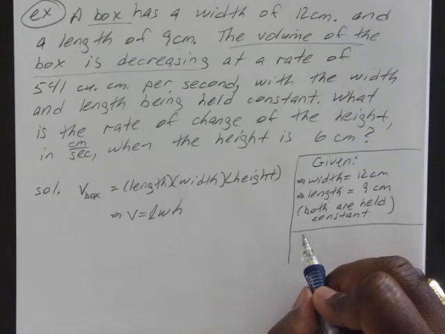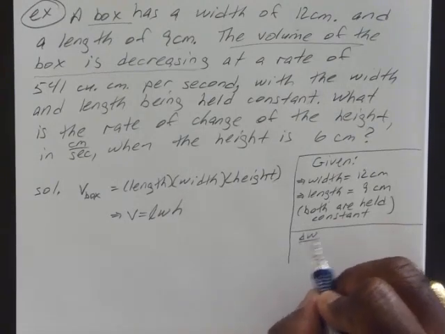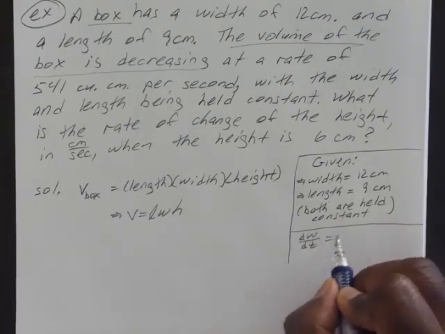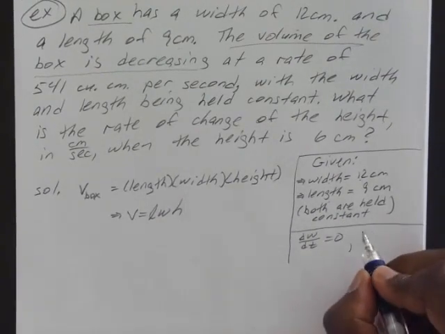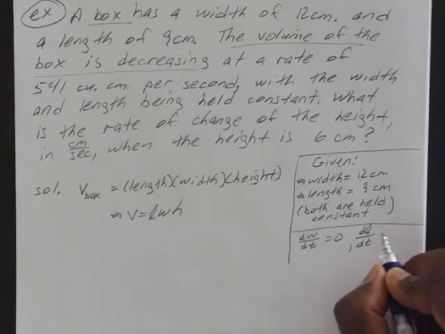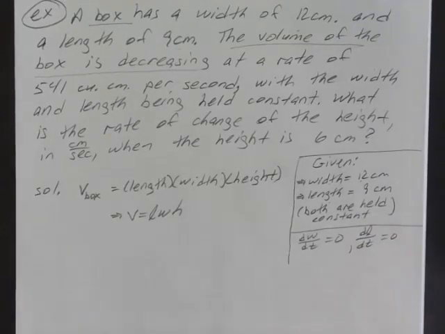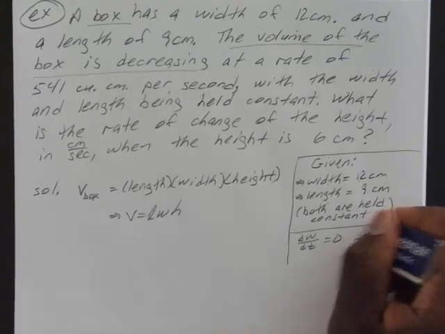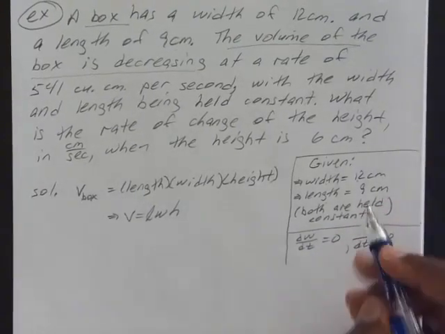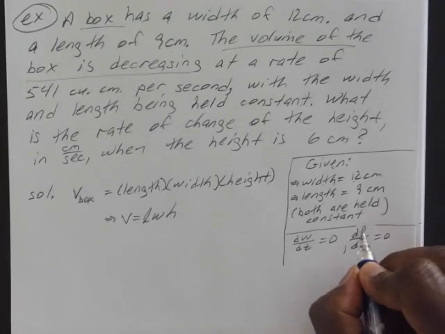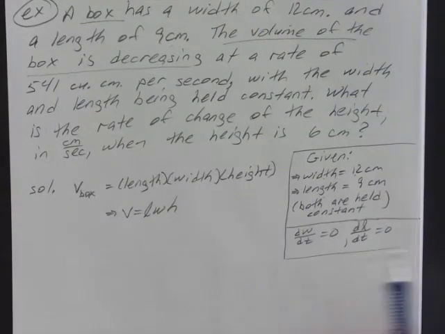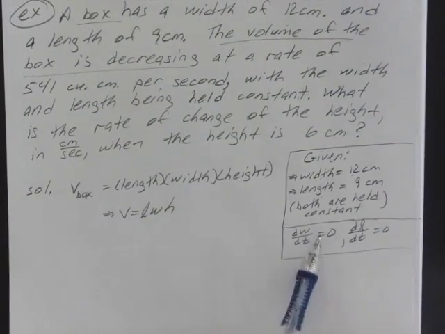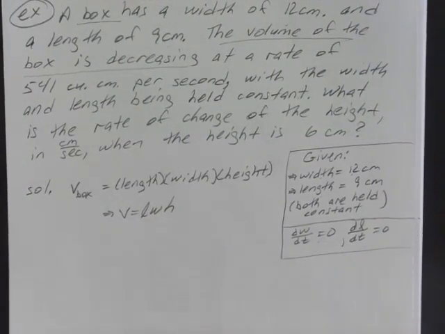So the rate of change of the width with respect to time is equal to 0, because remember the derivative of a constant is just 0. And the rate of change of the length with respect to time is equal to 0 because it's not changing. Clean that up a little bit. There we go. So we know we're not even going to need those.